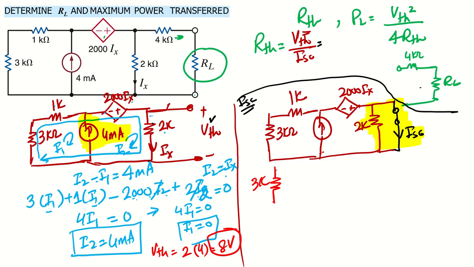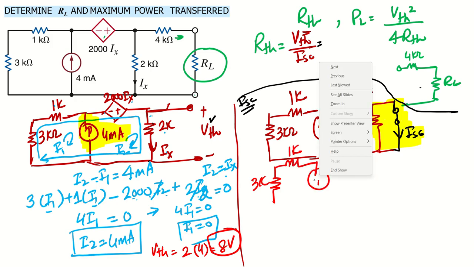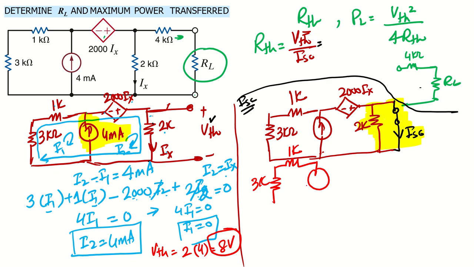So we have 3K here, this top 1K, and this current source with the value of 4 milliampere. We have this dependent current source, which is basically minus plus, with the value 2000 of Ix. And then this 2K will become basically short circuit, 0. Okay, and we want to find this short circuit current. So our circuit will simply look like this one.